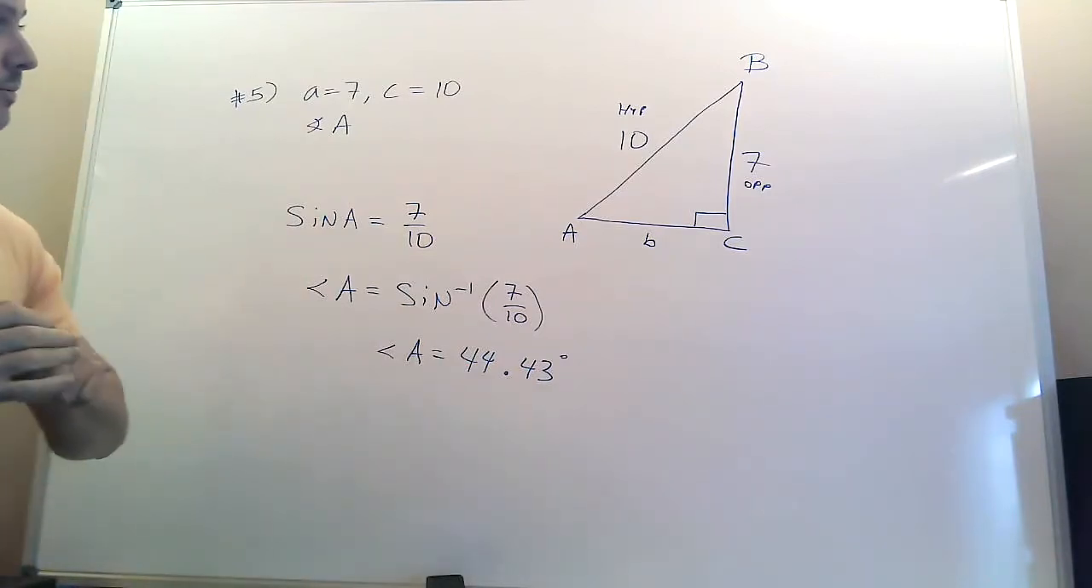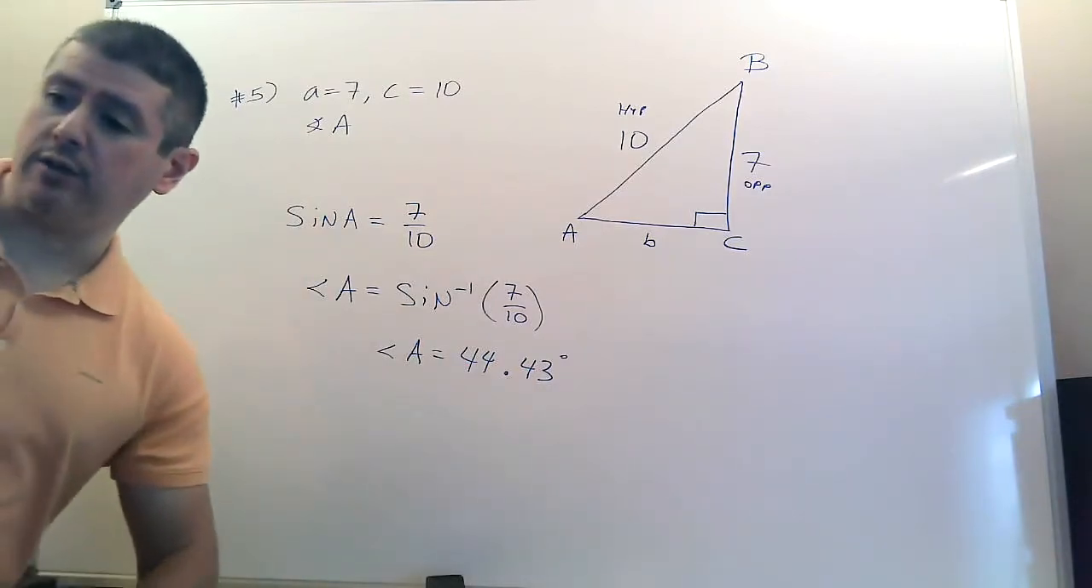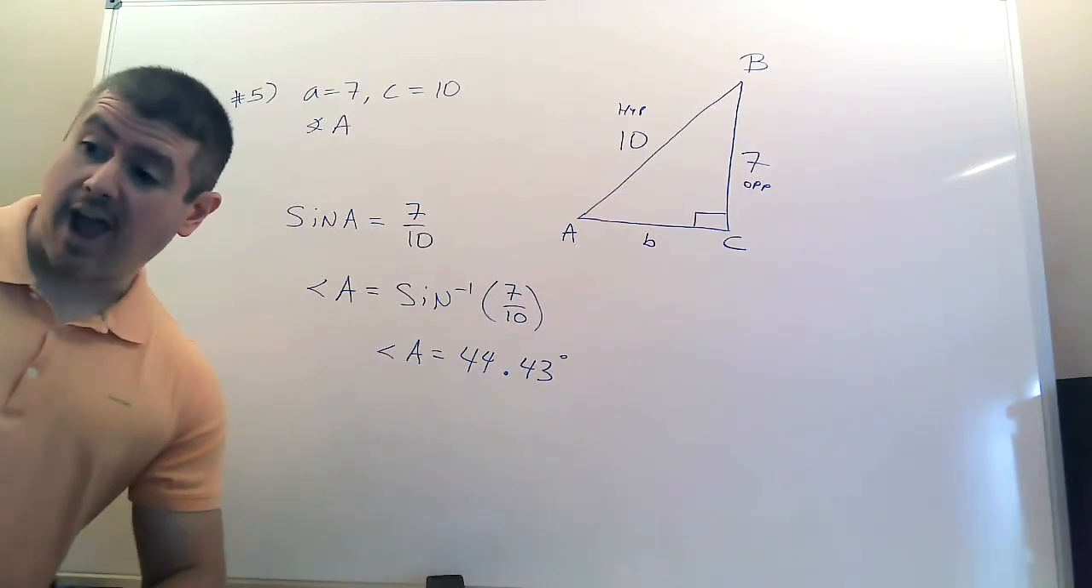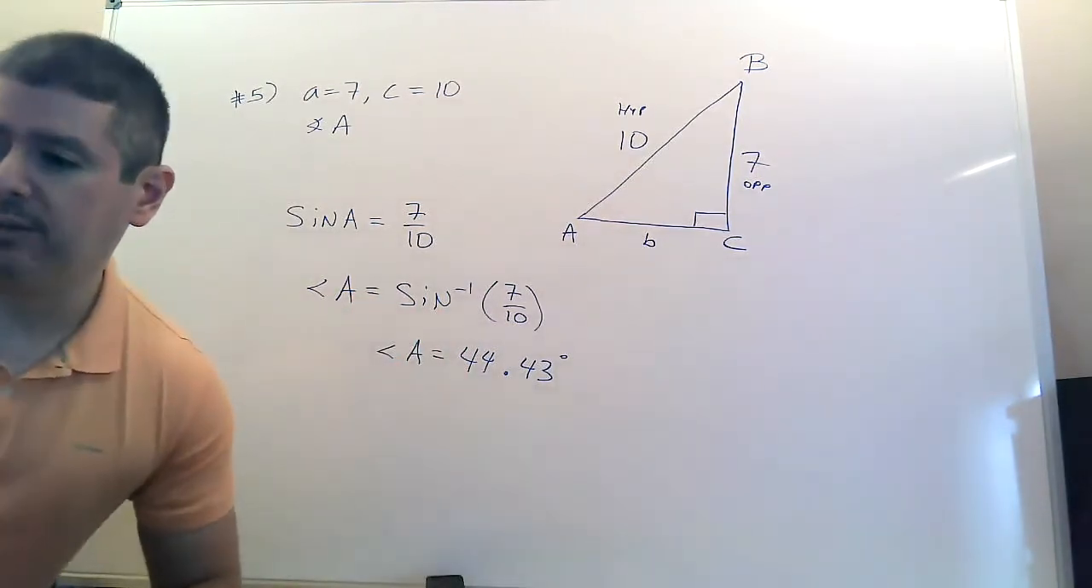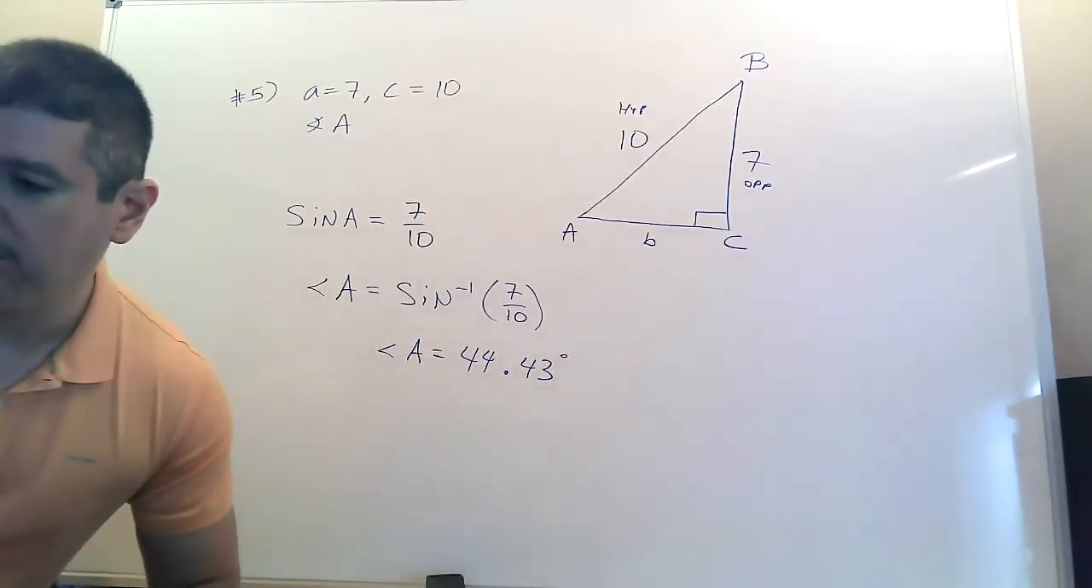All right, so there you go. Again, I was given the opposite and the hypotenuse, so I had to use sine. I was looking for the angle, so I must use the inverse function. All right, so now we just have to do number 6, and then we're done.